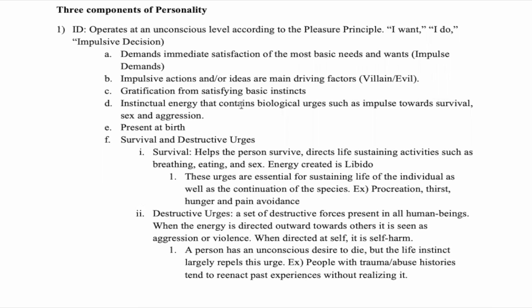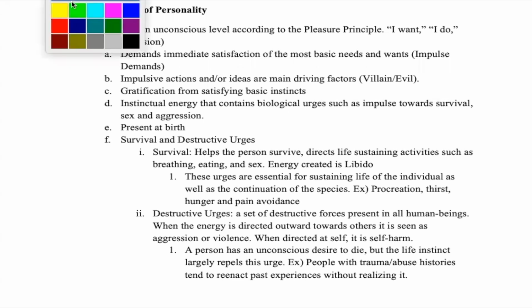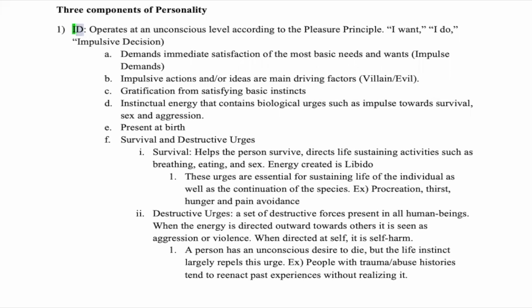The first one up to bat is going to be id. The easiest way to be able to recognize and apply id is by breaking the name down by each letter. So I equals impulsive, D equals decision making. So the id is impulsive decision making. So all of the impulsive moves that somebody does or all the urges that somebody experiences, the driving force behind it is going to be the id.